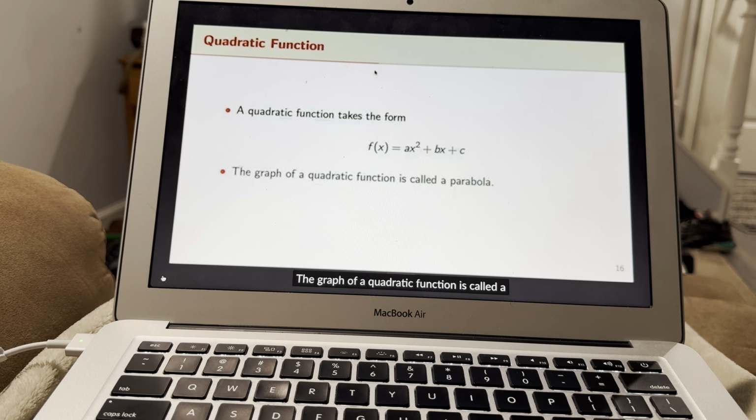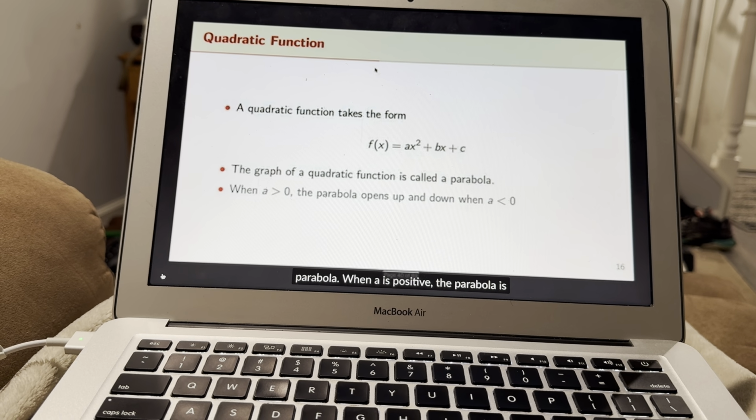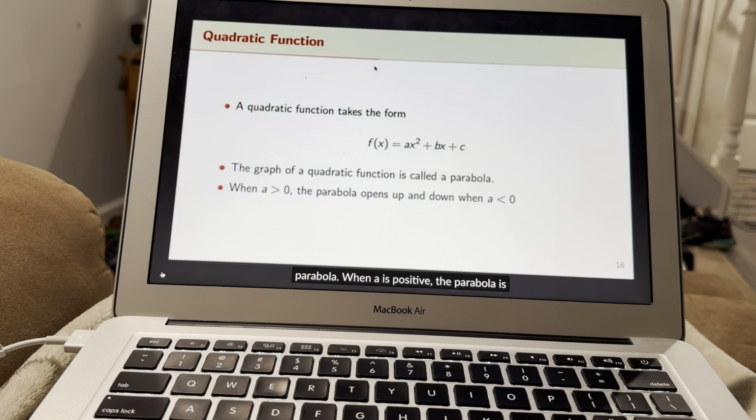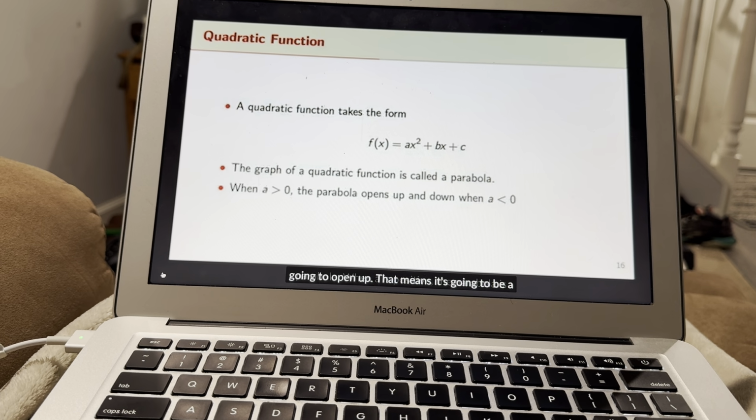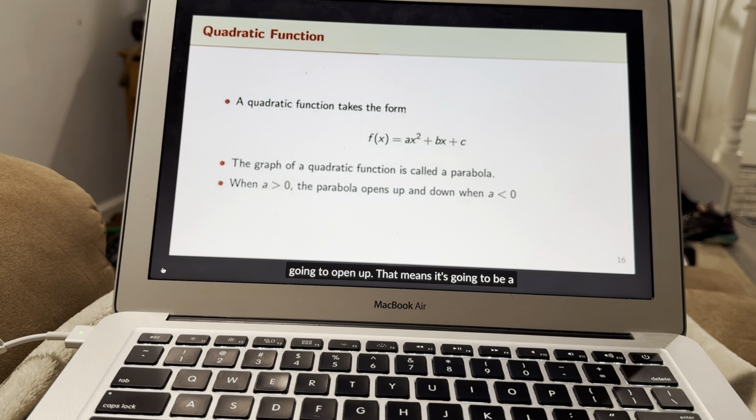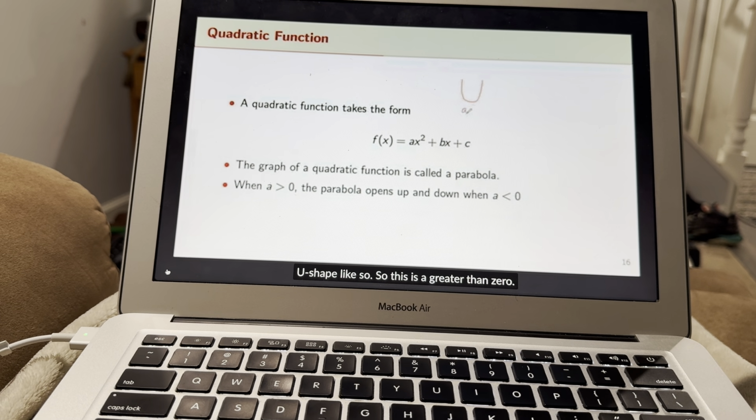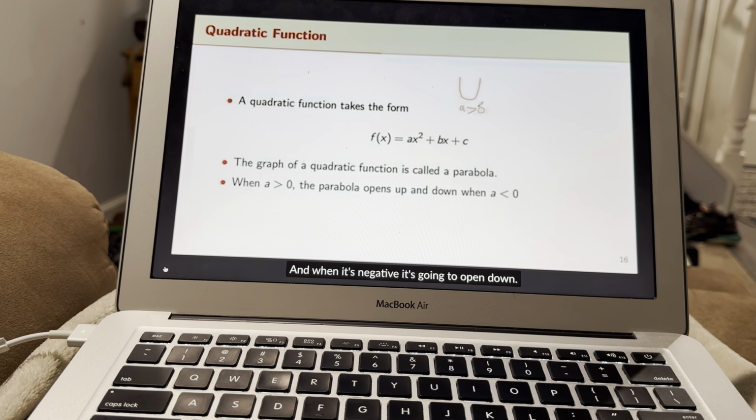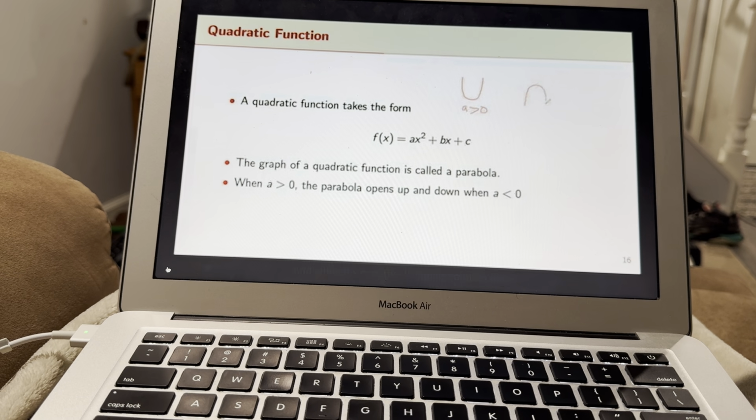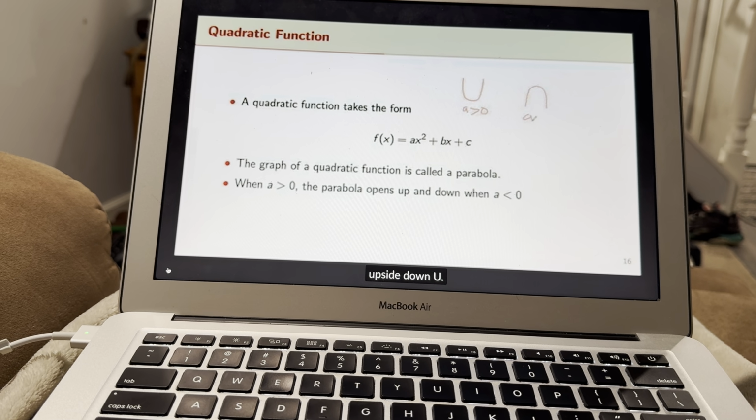The graph of a quadratic function is called a parabola. When a is positive, the parabola is going to open up. That means it's going to be a U shape like so. So this is a greater than 0. And when it's negative, it's going to open down. It's going to be like this, an upside down U.